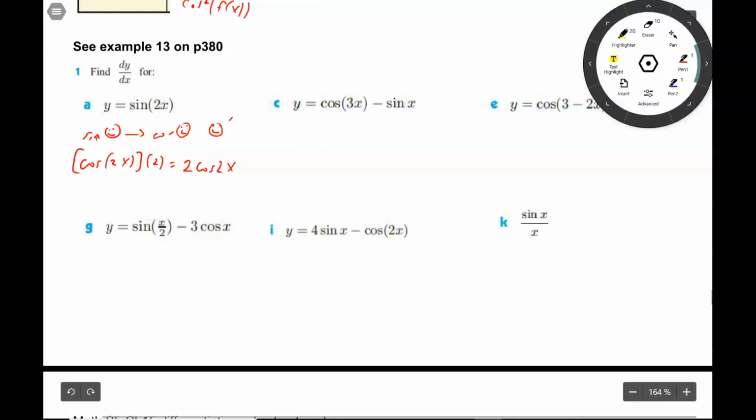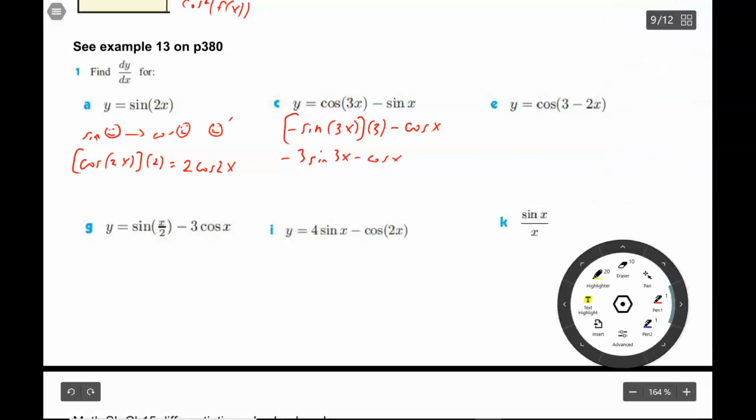So the derivative of cosine of something is negative sine of something. The something we just write as is. And then we multiply that times the chain rule of 3x, which would be 3. And of course, the derivative of sine x is just cosine x, right? So if I wanted to write that without parentheses, I could write it like this. Okay? All right. Now what about this next one?